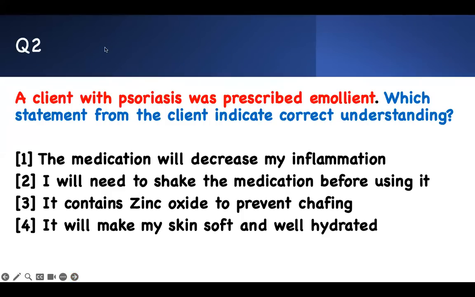Lotion, emollients, protectants. Okay, so let's look at the question. A client with psoriasis was prescribed an emollient. Which statement from the client indicates correct understanding? The medication will decrease my inflammation. It has nothing to do with inflammation. I will need to shake the medication before use. It's not a suspension. It contains zinc oxide to prevent chafing.